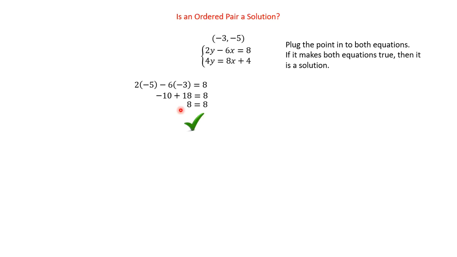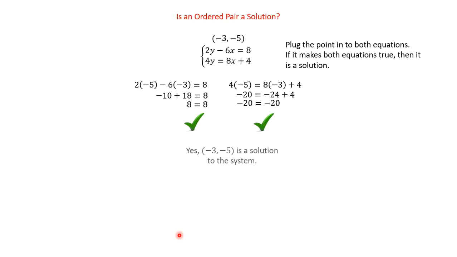All right, so it works for the top one. So we'll try the other one. If it did not work for the first one, we're done. We don't even need to try the other one. But it did, so let's plug it in. 4 times y, which is -5, equals 8 times x, -3, plus 4. So 4 times -5 is -20. 8 times -3 is -24. -24 plus 4 is -20. So does that one work? Sure enough, it does. And so it works for both. (-3, -5) is a solution to the system.